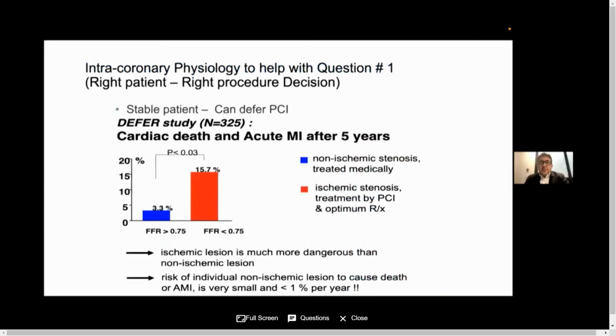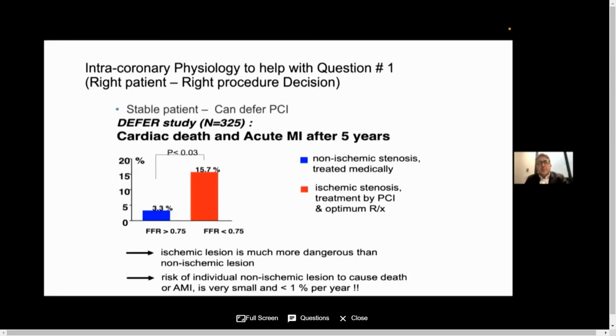And this whole field was opened up and really pioneered by the introduction of the pressure wire. Nico Pijls and Bernard de Bruyne led these studies, the first study a small study by today's standards. But you can clearly see, at a time when everyone was thinking that we should be stenting everything, opening up all arteries to make them look angiographically normal, they demonstrated that you could safely defer people who had an FFR more than 0.75. The initial study was 5 years, but up to 15 years, these patients did very well.